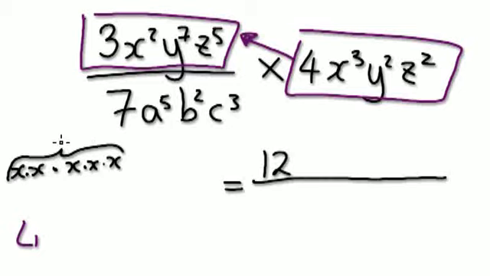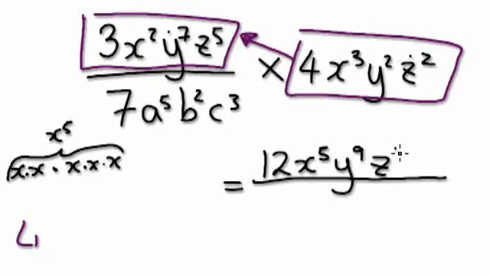So this would be x to the power 5. So the answer is x to the power 5 here, and y. Well, y to the power of 7 times y squared is y to the power of 9, and then the z times this z here, this would be z to the power of 7. And the bottom part stays the same.